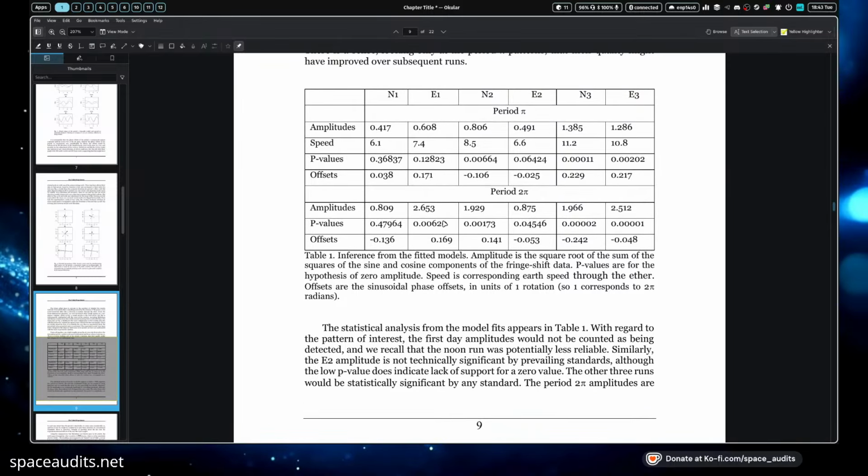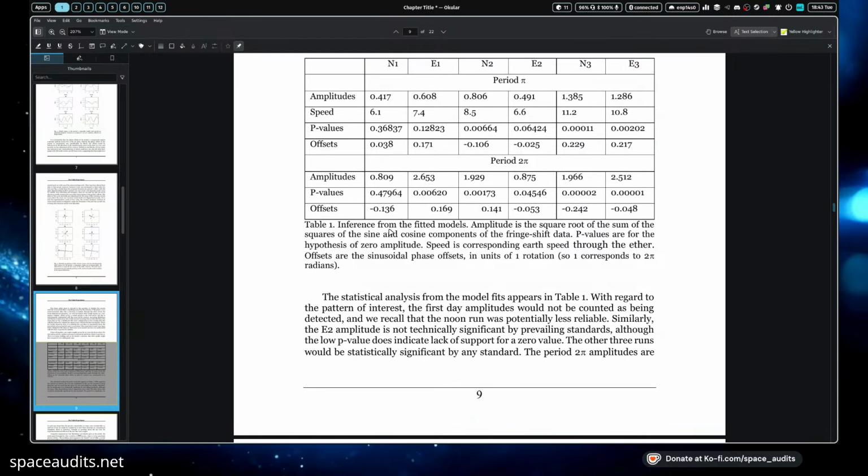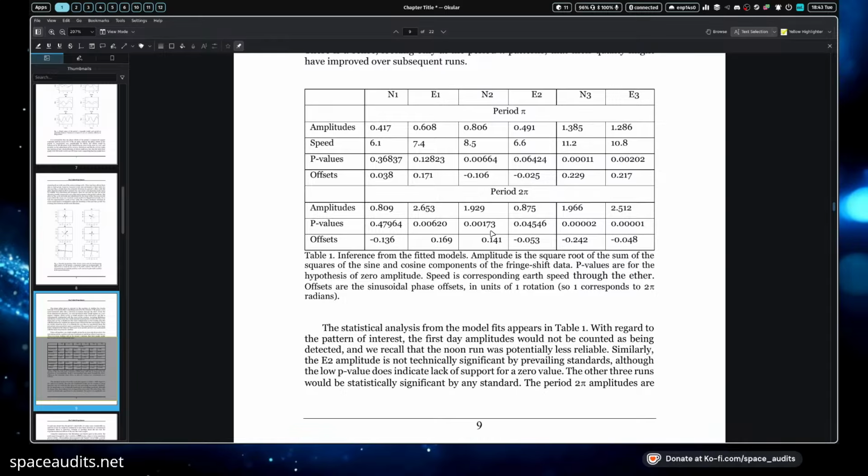So here we're looking at the period pi runs. Table 1 shows the inference from the fitted models: amplitudes, the square roots of the sums of the squares of the sine and cosine components of the fringe shift data. The p-values are for the hypothesis of a 0 amplitude. The speed corresponds to Earth's motion through the ether. Offsets are sinusoidal phase offsets in units of 1 rotation, so 1 corresponds to 2 pi radians.